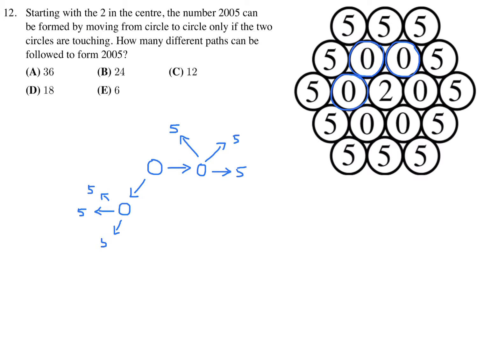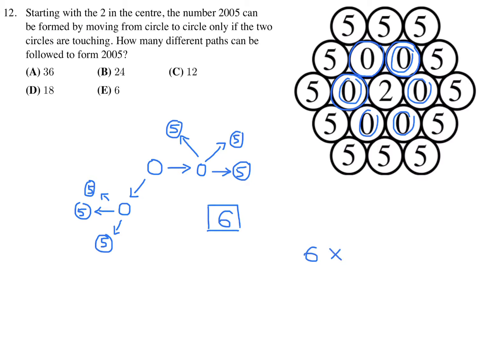And how many did I get? Well, I got 1, 2, 3, 4, 5, 6. 6 paths for this 0. Now, the good news in this question is that if you do the exact same thing with any of the other zeros, you will also get 6 paths. So since there are 6 zeros, each of them leading to 6 paths, the total number of paths is 6 times 6, which is 36. So number 12, the answer is A.